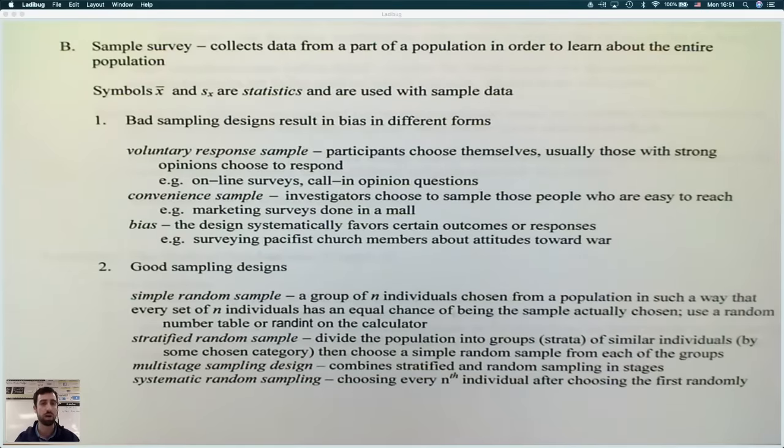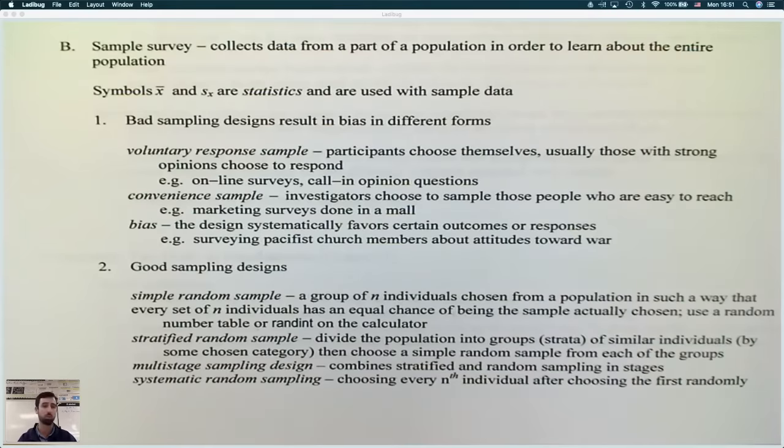Shane, you keep saying bias. What is bias? Bias is when a design systematically favors certain outcomes or responses. So essentially, the way that we're collecting our data is not representative of the population of interest. So something that we're doing is systematically giving us the wrong answer.